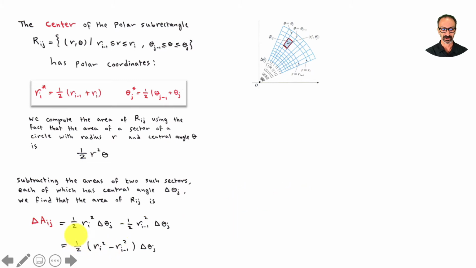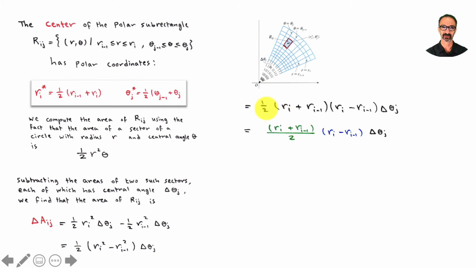Taking half as a common factor from the left, and taking delta theta_j from the right as a common factor, I end up inside with r_i squared minus r_{i-1} squared, which is a difference of two squares. This is how we factor it, like a plus b times a minus b. But look how I'm going to rearrange this. I'll put this with the 2, in blue. This is called the average, that's r_i star, the center in between. This is delta r_i, the difference. And this is already delta theta.